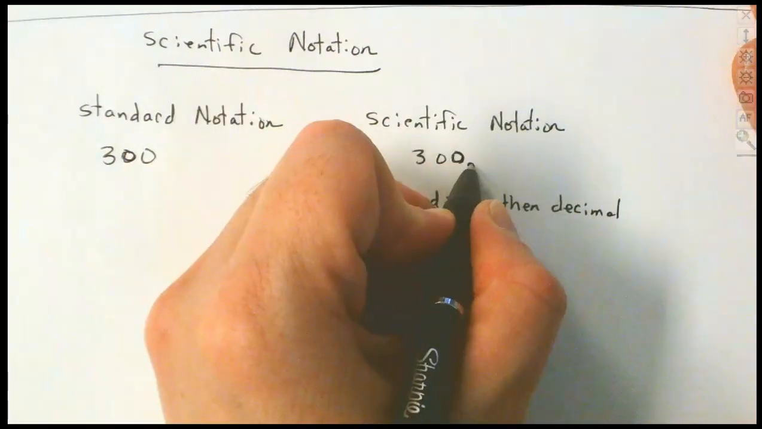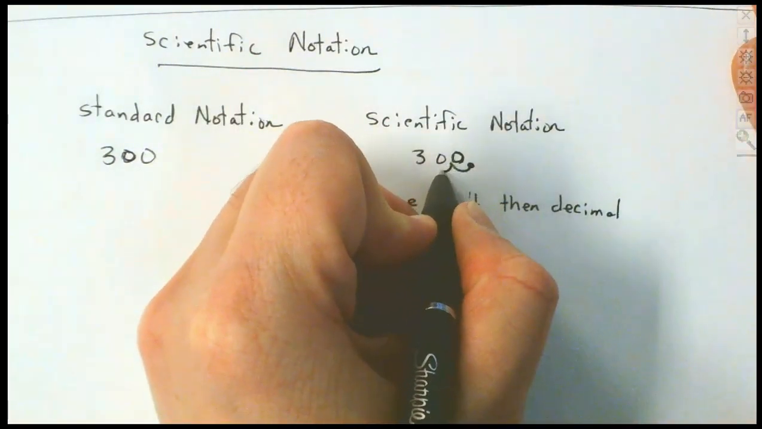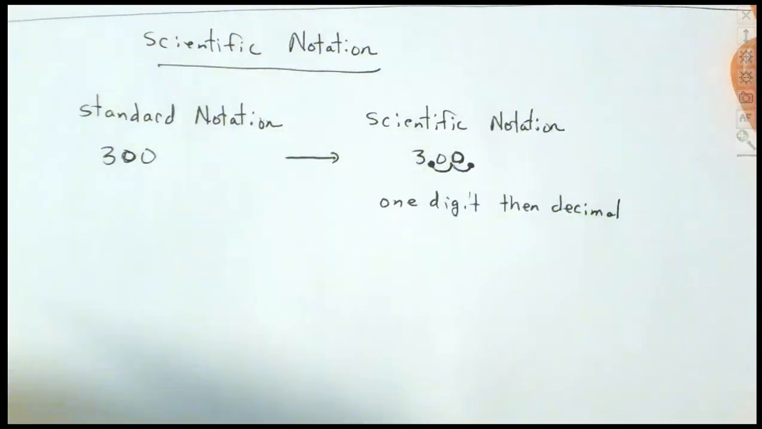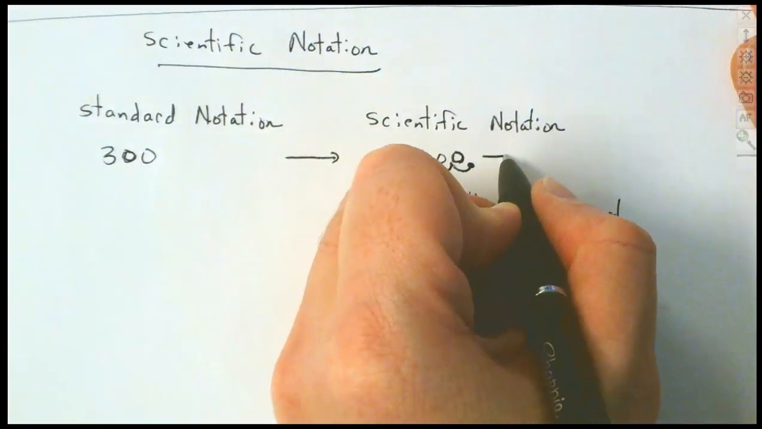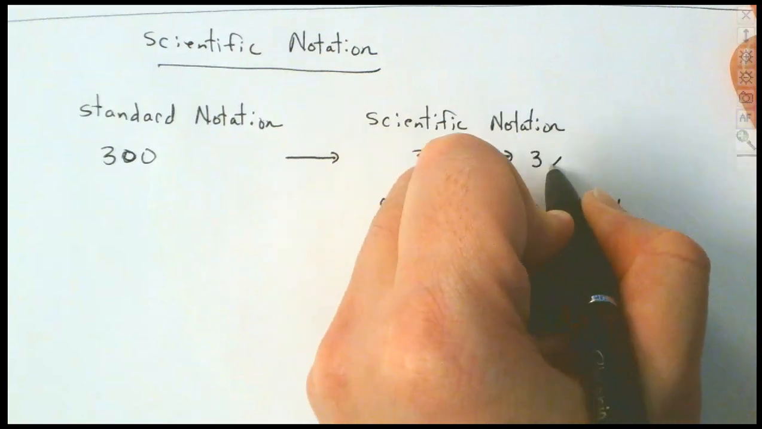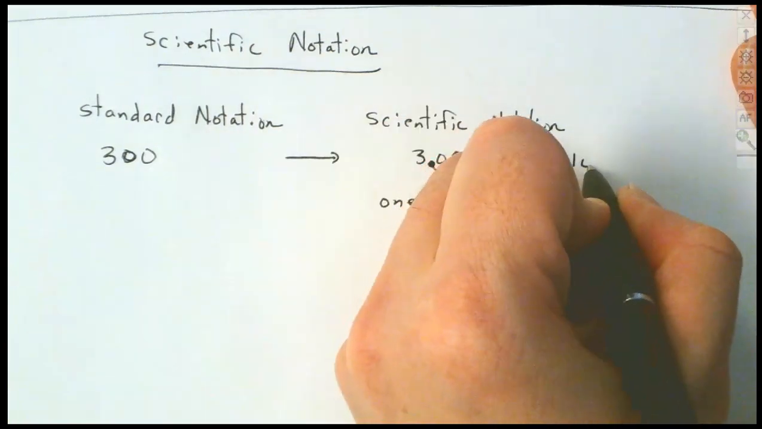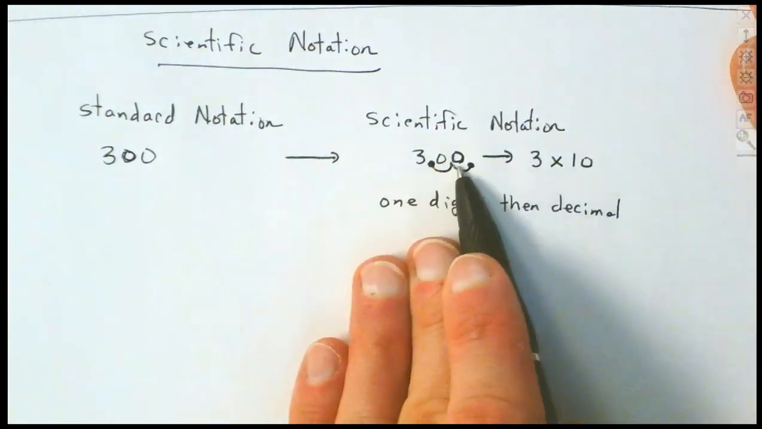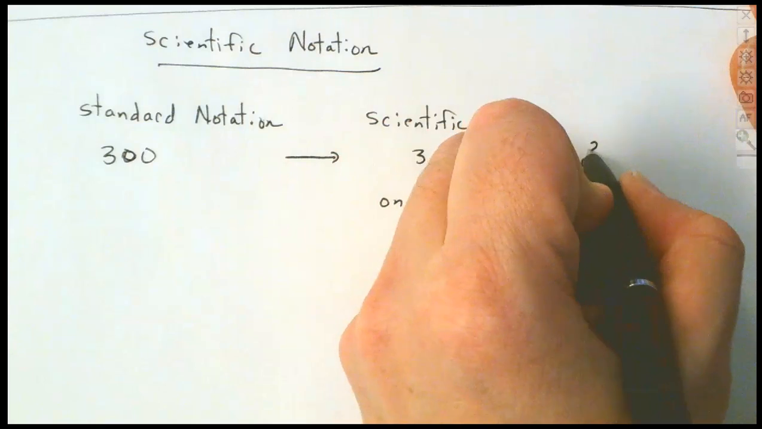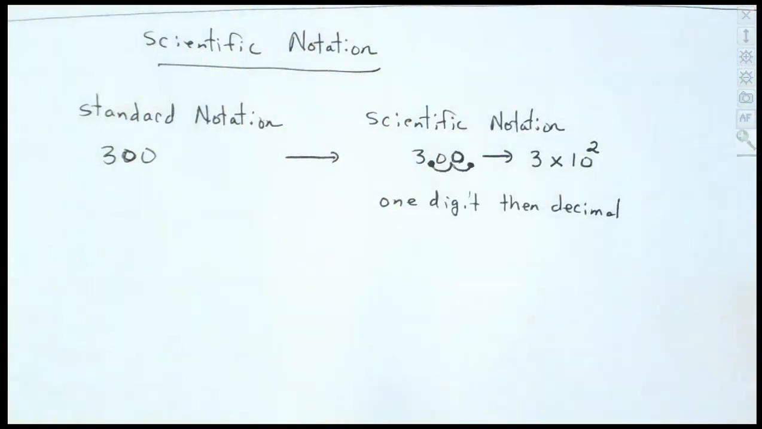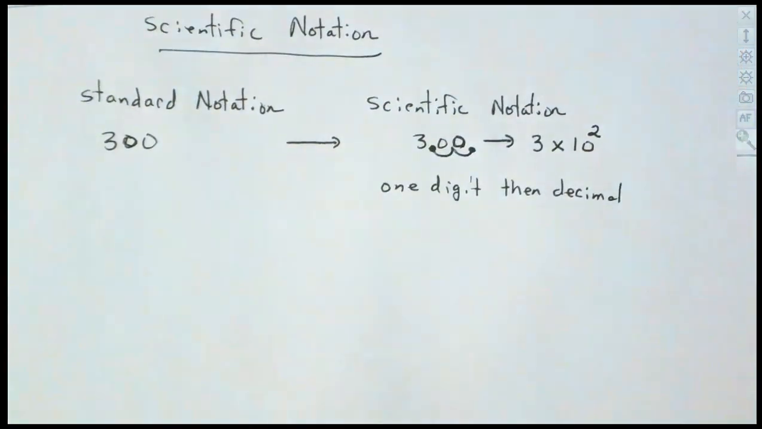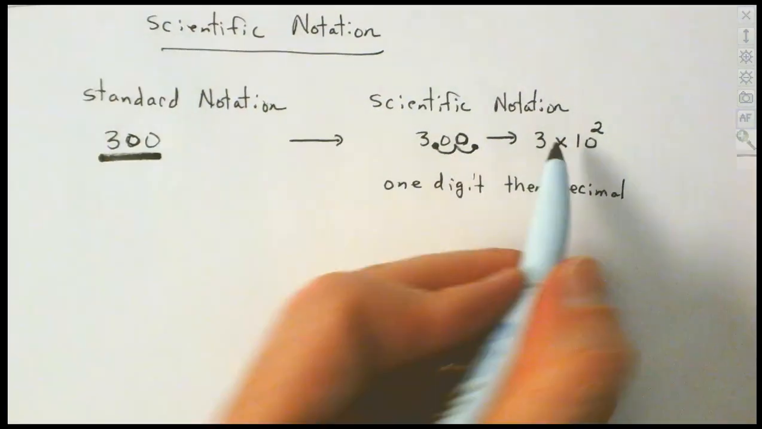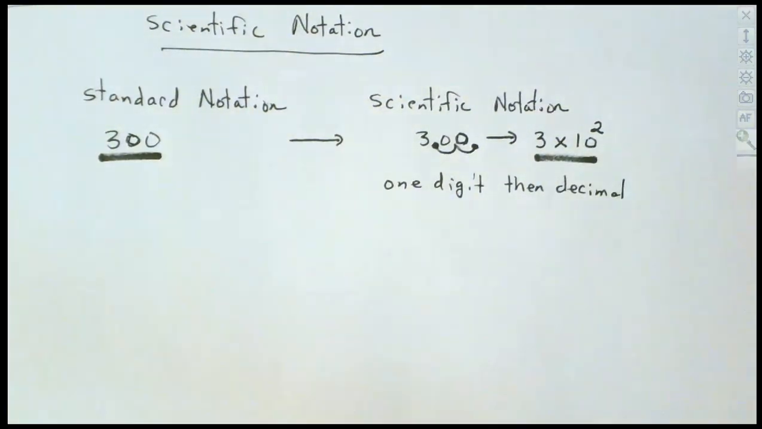So we're going to have to move this 1, 2 places. And our decimal would be right there. So we can rewrite this as 3, and then we're going to use a times 10. And how many places did we move to the left here? We moved 2 places. So that's going to be 3 times 10 to the second power. So this is in standard notation, and this is in scientific notation.